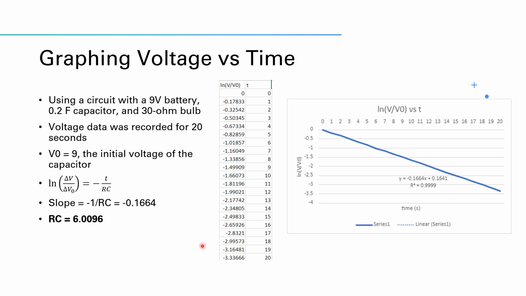Using the equation natural log of V divided by V naught equals negative t divided by RC, I created the graph shown on the right. Using this equation, the slope is equal to negative 1 over RC, and as the line of best fit shows, that is equal to negative 0.1664. Now we can solve for RC to get the final value of 6.0096.